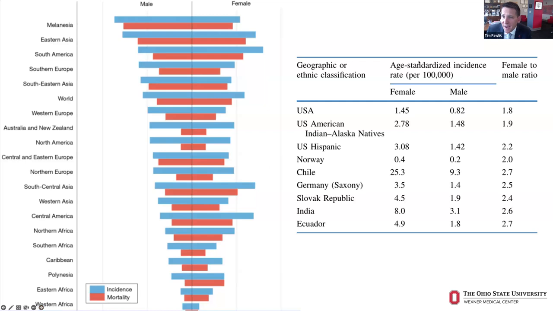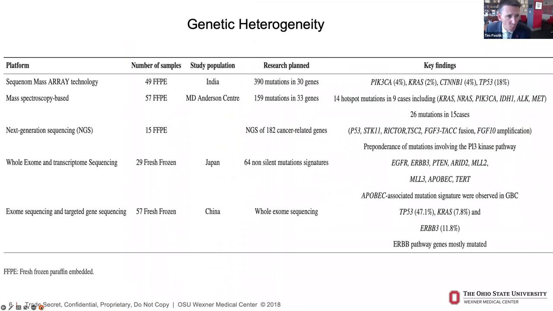You can see, actually, if you standardize the incidence rate of gallbladder cancer by age and look at different geographic locations, we all know that what really stands out is the extremely high incidence in Chile of 25 per 100,000 in women and 9 per 100,000 in men, which is anywhere from 10 to 20 fold higher than pretty much any other country around the world.